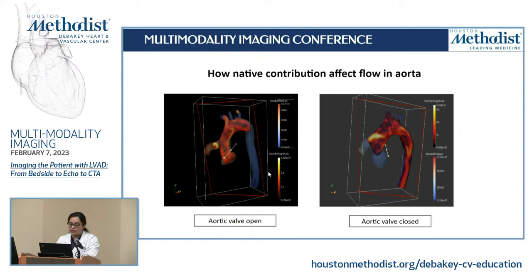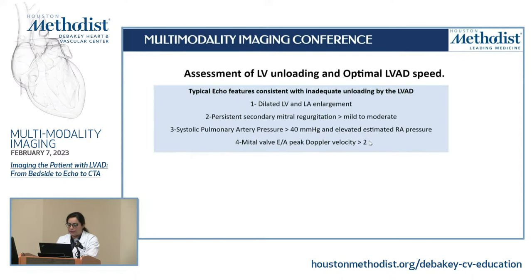If the aortic valve opens, then the total cardiac output and the systemic flow is a combination of LVAD plus aortic flow, and if there is no flow through the aortic valve, then cardiac output is solely determined by LVAD flow. Now, what tells us whether the LV is appropriately unloaded and what is the optimal LVAD speed?